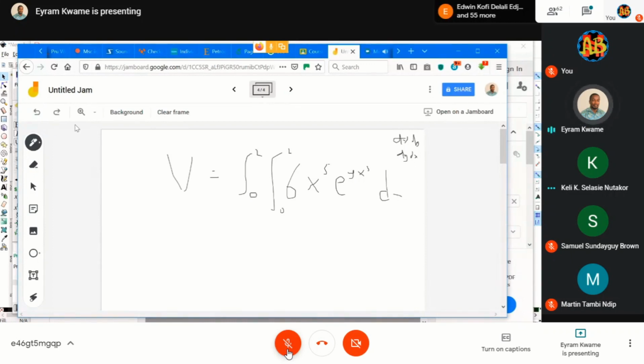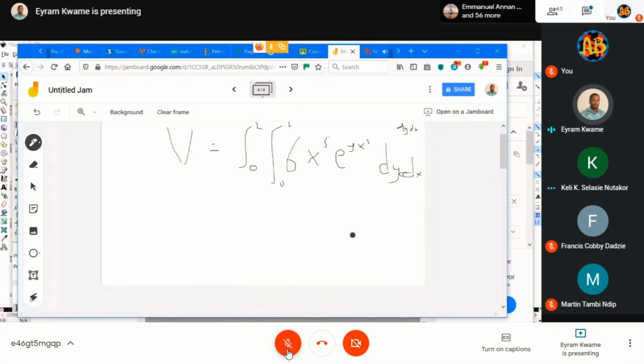But if we start with y, the first integral will be done with y. Now you can use your u substitution to do it. If you integrate with y, this is what you have. Integrate from 0 to 2, and you keep this integral. Then we're integrating with y.